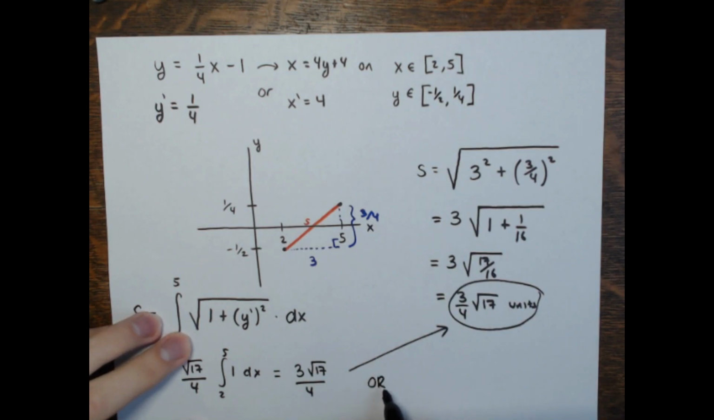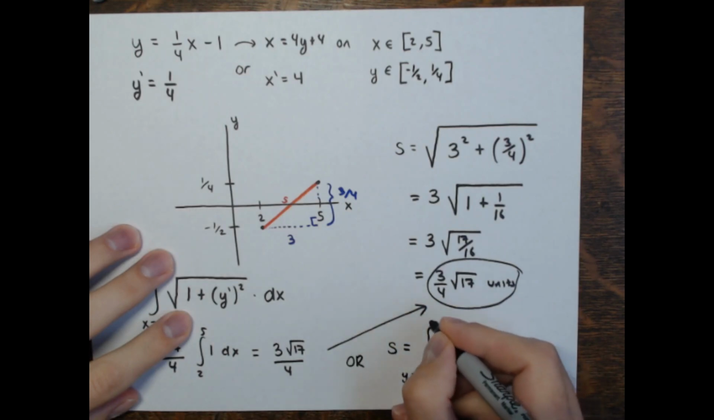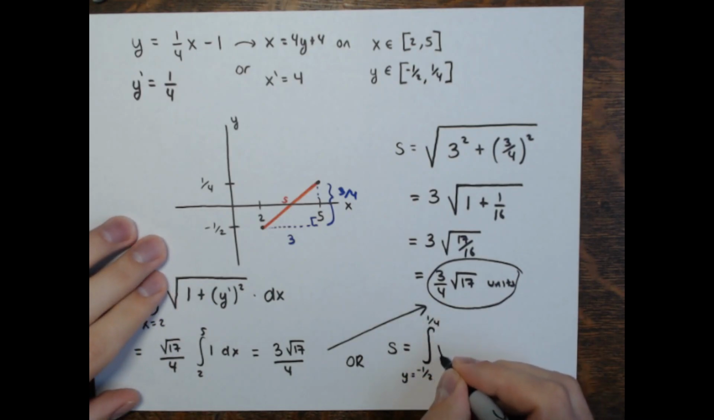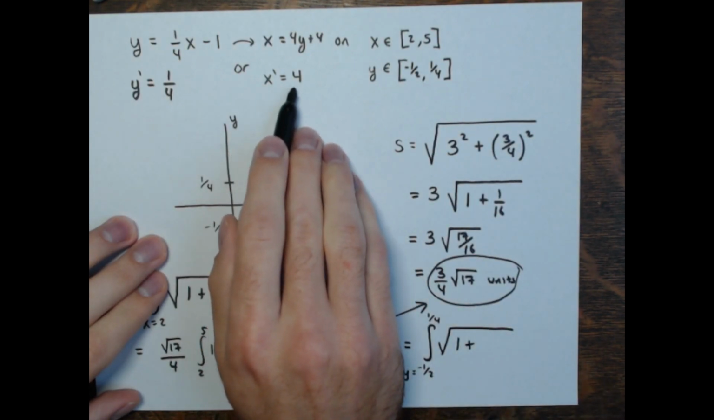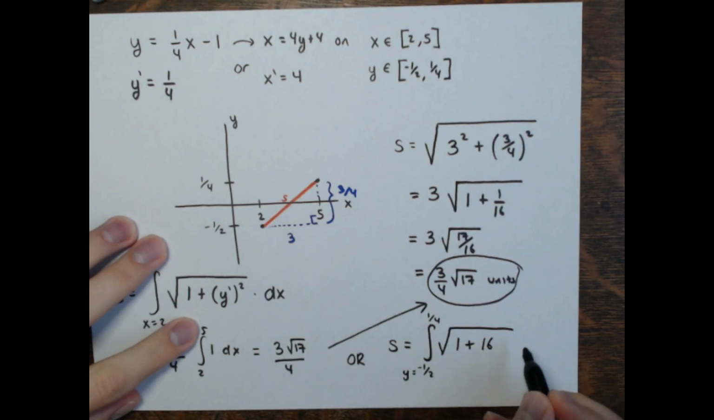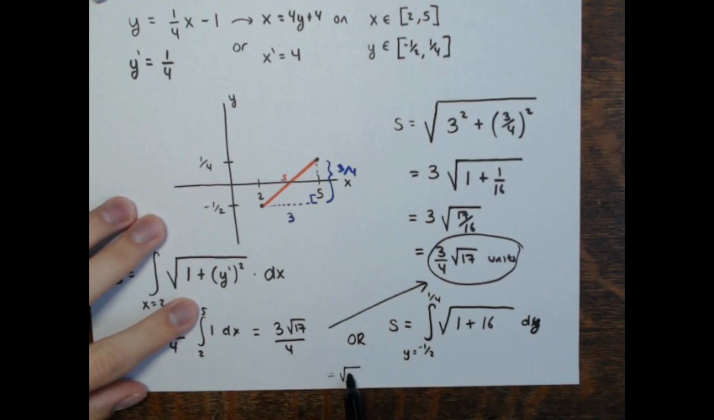So the arc length is the integral from y equals negative 1/2 to 1/4 of the square root of 1 plus x prime squared. X prime squared would be 4 squared, so it'd be 16, dy. Sorry, these are y values, with respect to y. And that's just the square root of 17, so I can pull that out. The integral from negative 1/2 to 1/4 of just 1 dy.